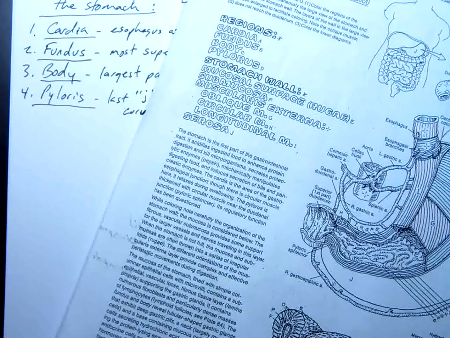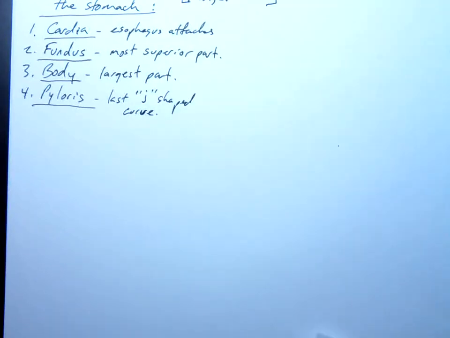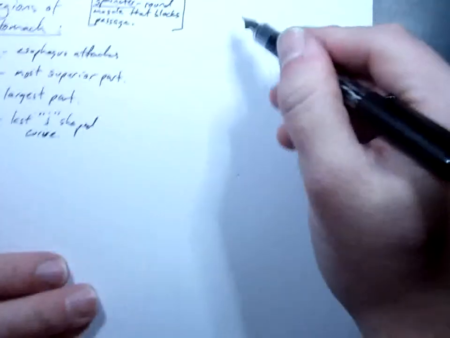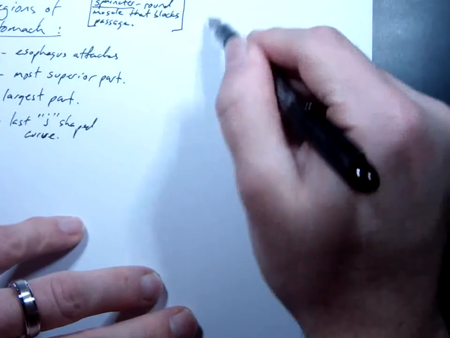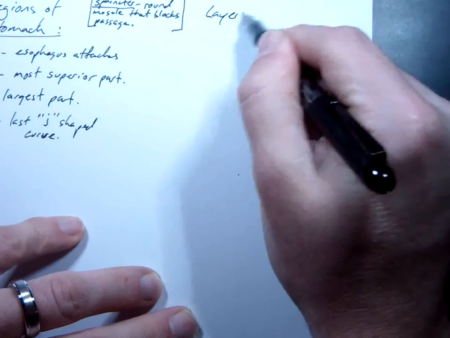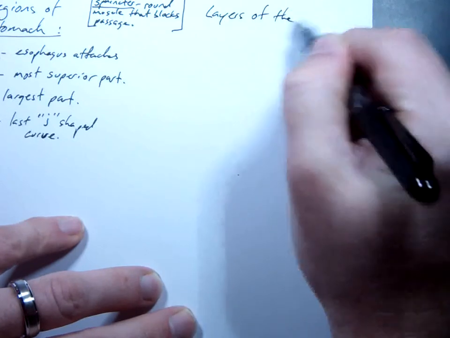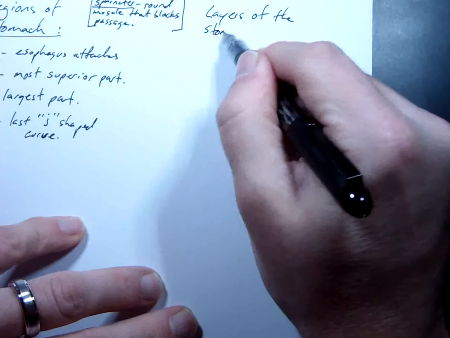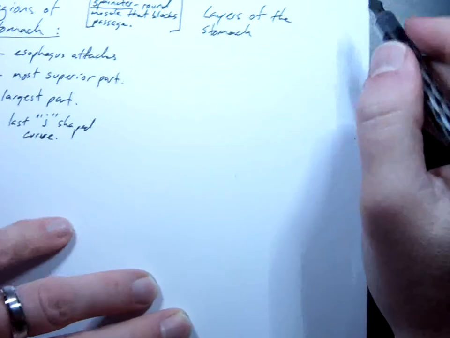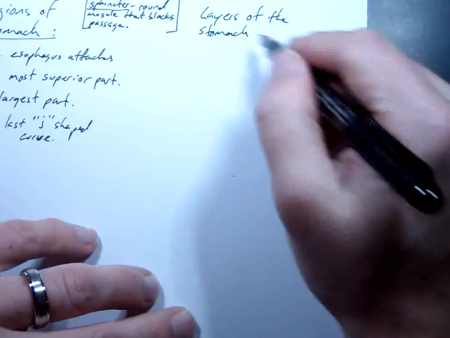Now let's talk about some of these layers here, okay? So on this side, let's do layers of the stomach. Which in reality works out to be the majority of layers of the digestive system.